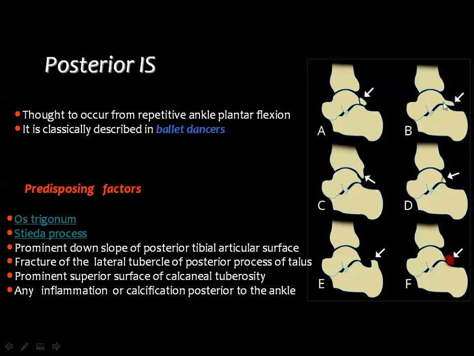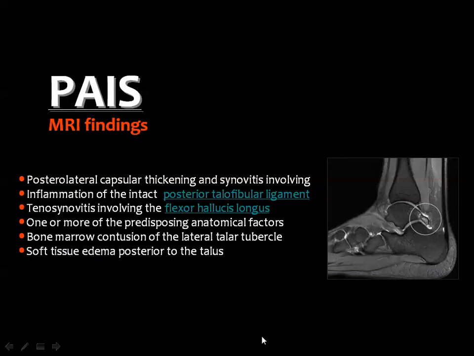The lateral process of the talus is longer than usual, or is appreciably long, and this will interfere with the mechanics of the posterior aspect of the ankle. The third cause is elongation of the posterior tibial process, as you can see here, or fractures of the lateral process of the talus, or inflammation posterior to the talocalcaneal joint, or this bony spur in the superior aspect of the calcaneus. There are 6 causes. The first 2 are the most commonly seen in clinical practice.